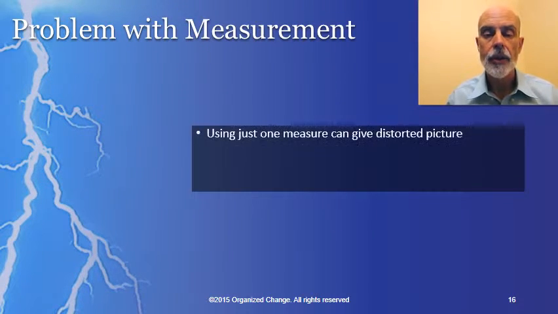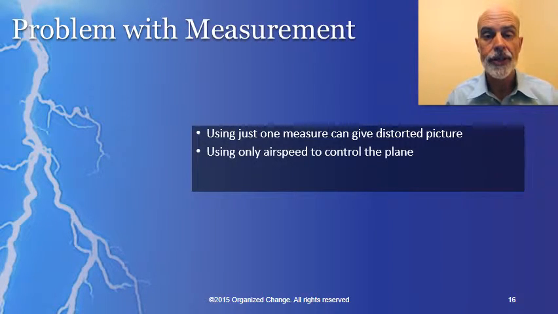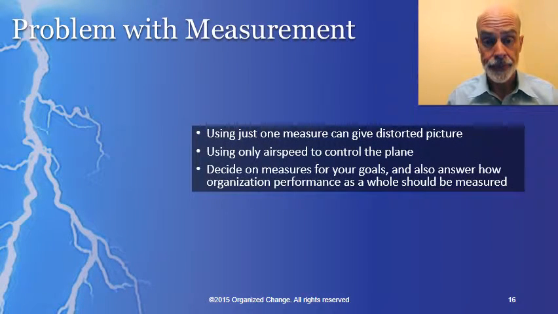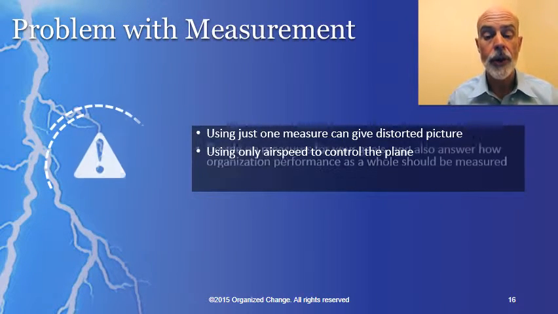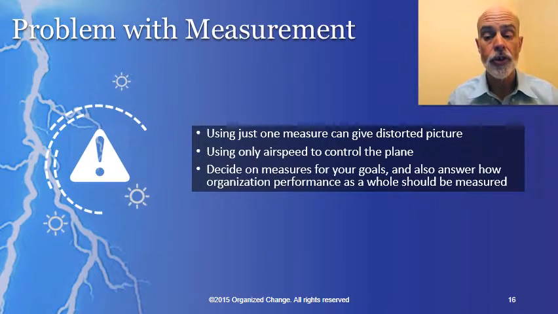As many of you are already aware, there is a problem with using just one measure of success. Using only airspeed to control a plane, for example, will allow you to get there on time, but where you end up is going to be a good question. You really have to think about using multiple measures of success. You also need to think not only in terms of how you define the measures of success for each of your goals, but the larger, broader question about how organizational performance should be measured.